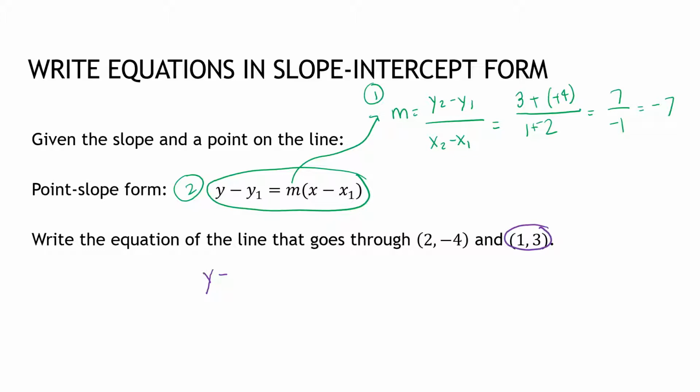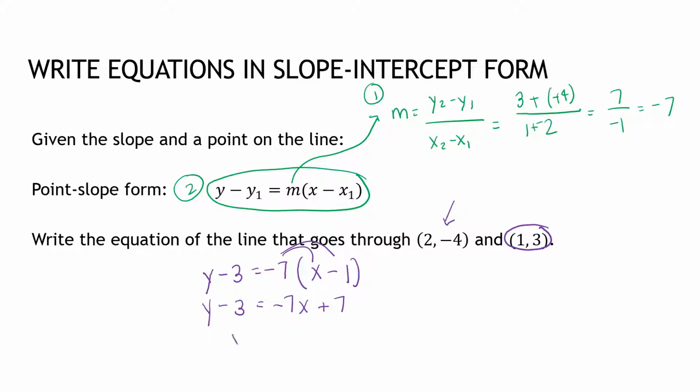So I'm going to replace y1 with the y value from 1, 3. I'm going to use my slope of negative 7. I'm going to put x minus and then use the x value from the ordered pair that I chose. Again, I could have chosen the other ordered pair. I would still get the same final solution. Next step is to start simplifying. Y minus 3 on the left, negative 7x plus 7 on the right.